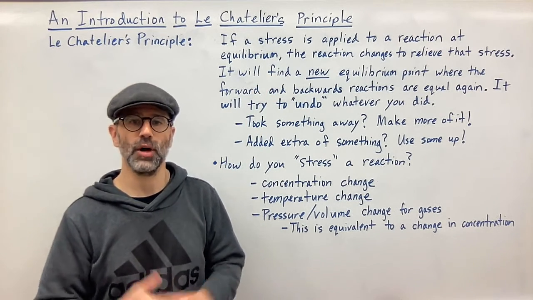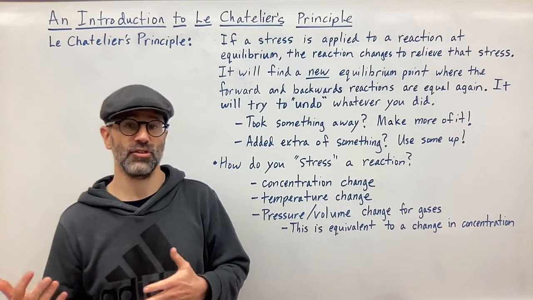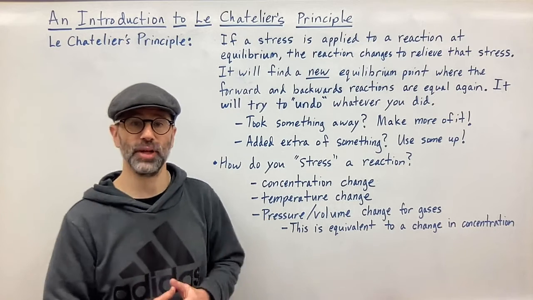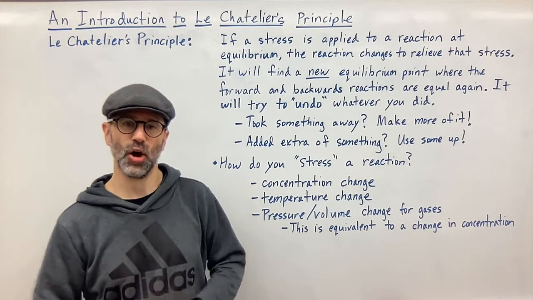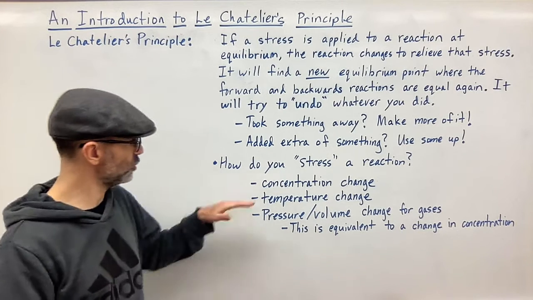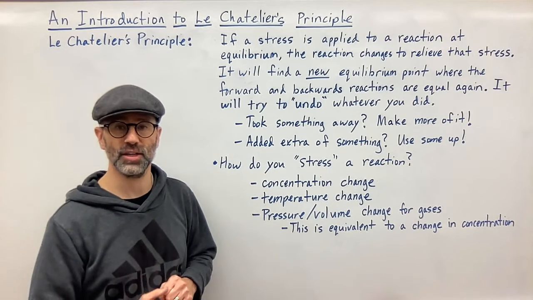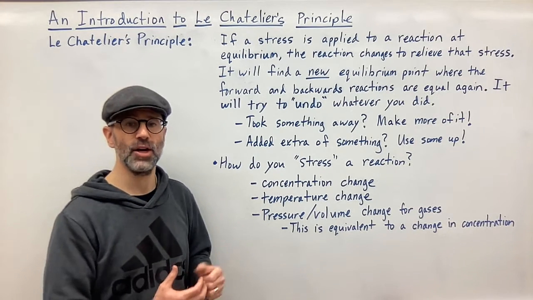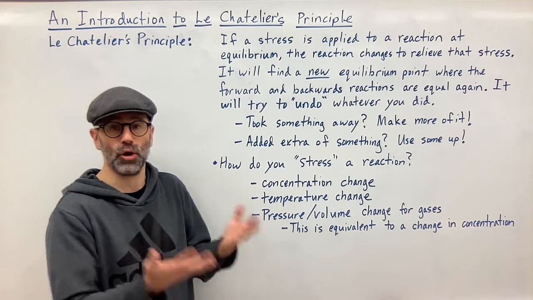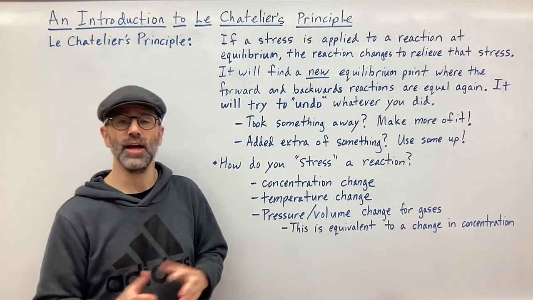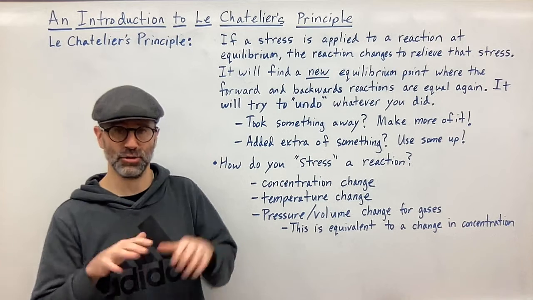So what if I take something away, right? If I remove some of the reactant, then it's just going to make more reactant and try to replace what I had taken away. So it's trying to undo that stress, right? So how do you stress a reaction? You can change the concentration, right? So that's like taking some of the substance away. So if I take some product away or I add some reactant, I've changed the concentration. I now have more reactant in the system than I did before.